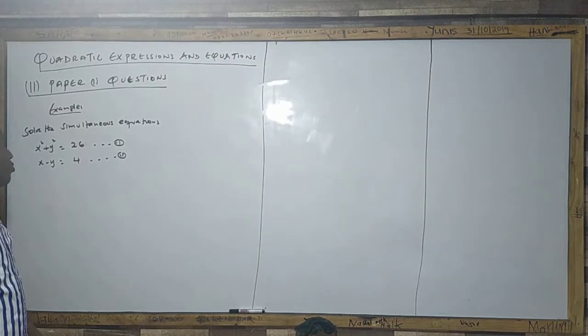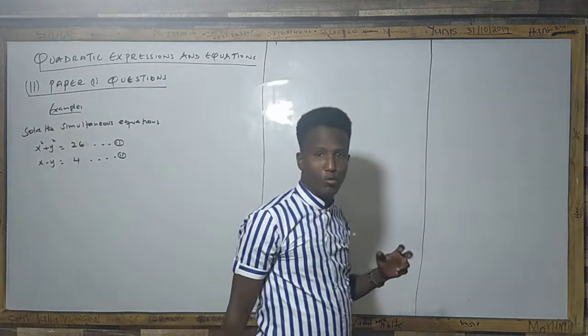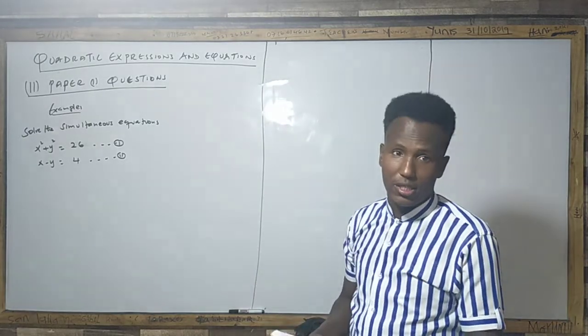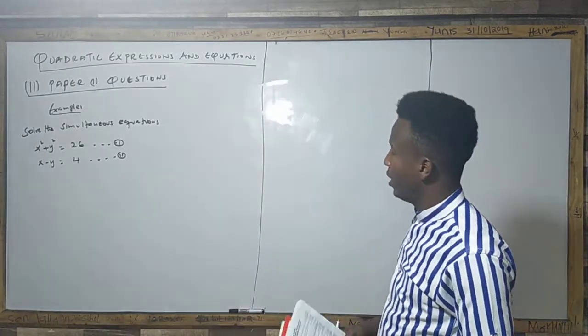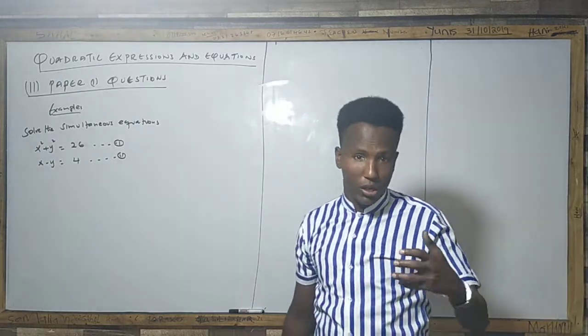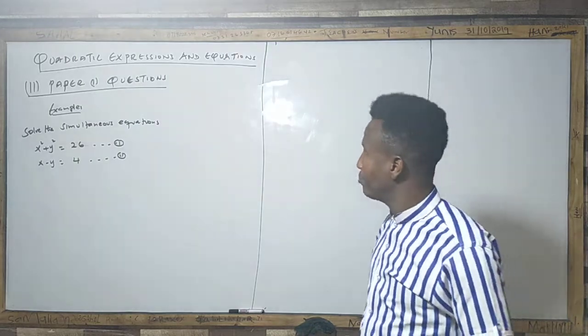Today's class is quadratic expressions and equations 2, paper 1 questions. That means what we'll be solving today here on this whiteboard will be KCSE past questions based on quadratic 2, for your information. And these are the questions that will come in paper 1 of mathematics every year, okay?